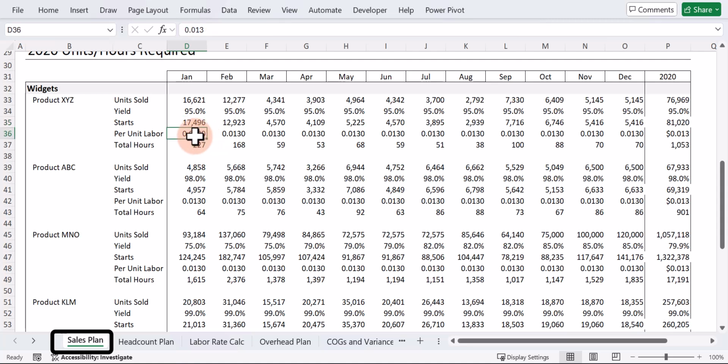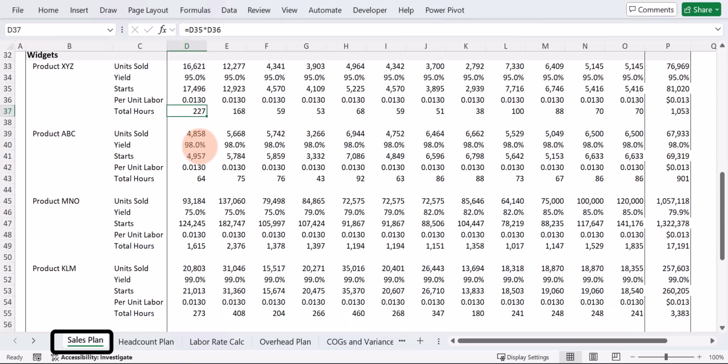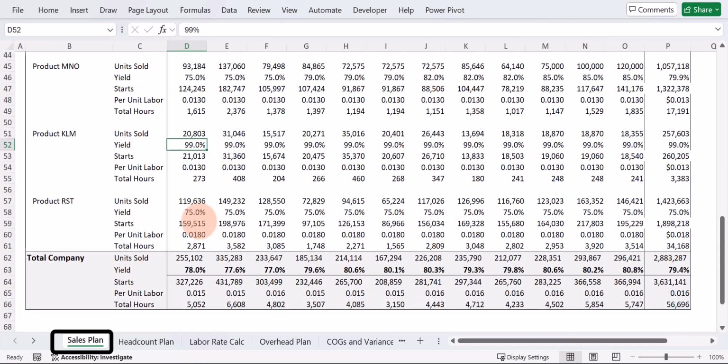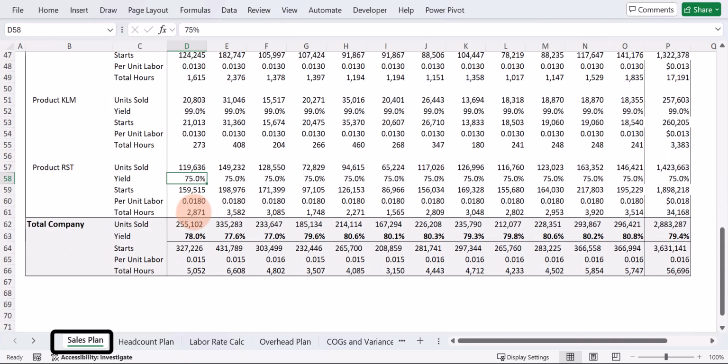And then here we have the per unit labor standard. So this says it's going to be 0.0130 of an hour. And then we're just multiplying our starts by that standard to get the number of hours that we're going to have for this product in that 1 month. So if you scroll down, you can see some of these. There's a 95% yield, a 75% yield. So we're breaking this down so that we can adjust the yield accordingly.